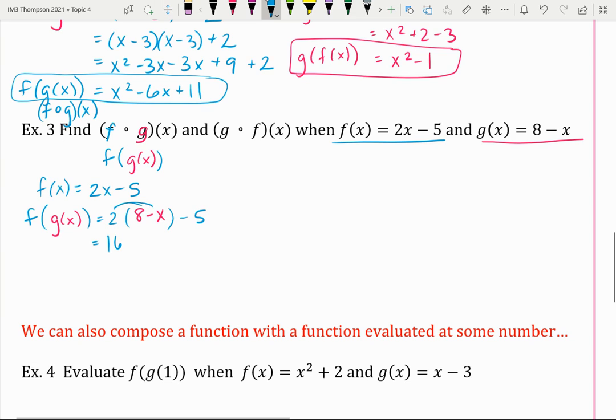Let's see, that gives me 16 minus 2x minus 5. And you can write the answer either way as long as you're very aware that they're equivalent. I like to write my answer in whatever way they asked the question. So I'm going to use the composition symbol here instead of parentheses. So when I take g of x and I plug it into f of x, I get negative 2x plus 11. So you're always plugging what's closest to x into the outside function.